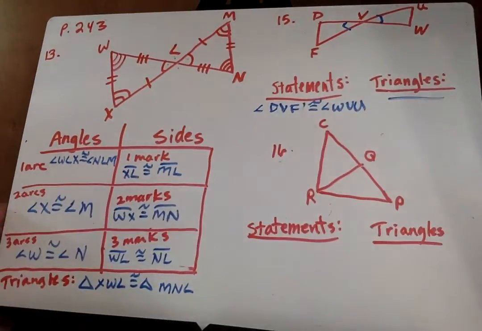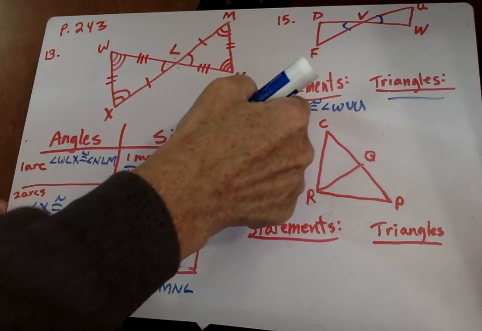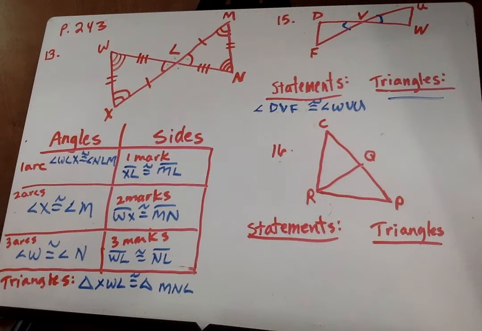And you don't know that the triangles are congruent if all that you know is one angle is congruent, because those others don't have to be, so you don't have to write anything down.